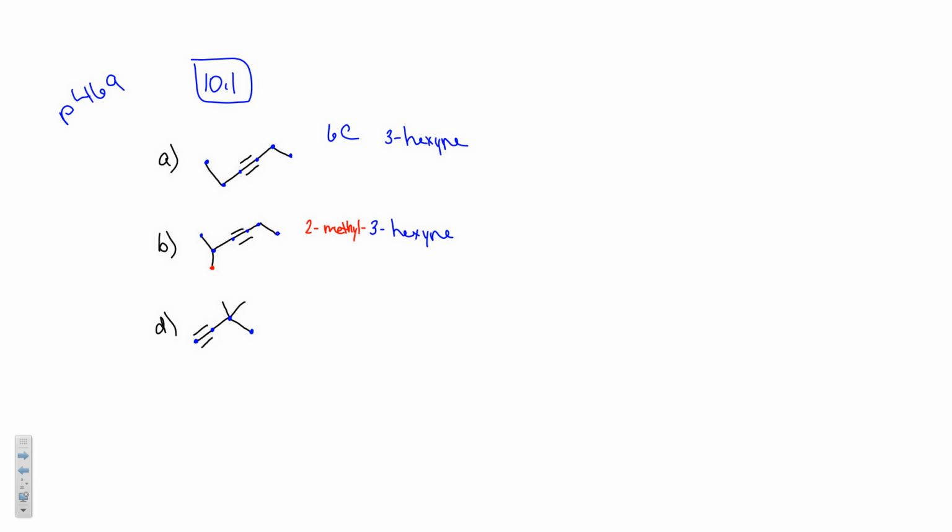So this would be 1-butyne. And what are my substituents? I have 2 methyl groups. So what number are they? 3. So it will be 3,3-dimethyl-1-butyne.